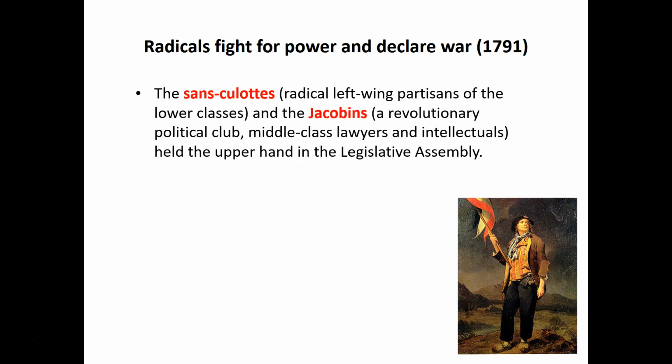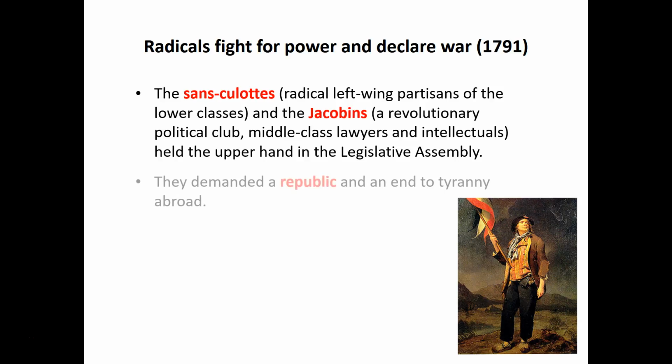The second group were the Jacobins. Now, the Jacobins came from the middle class, most of them lawyers, intellectuals. They were a revolutionary political club, but they were members of the government. So they were members of this legislative assembly. So we have two radical groups, one within the government that can actually impact some change, and one outside of the government, both radical. And going forward, they will work together.